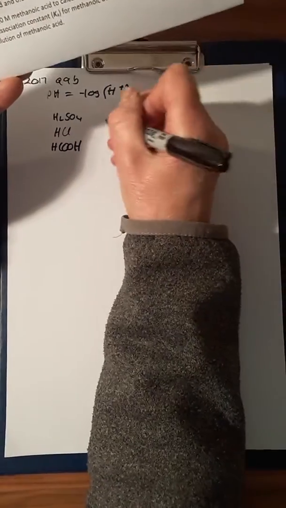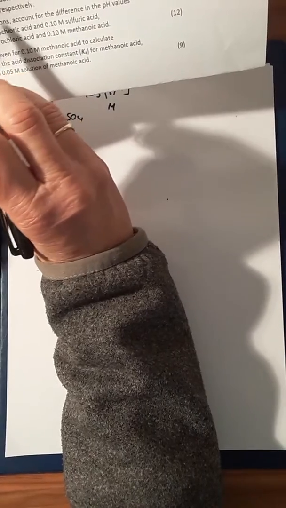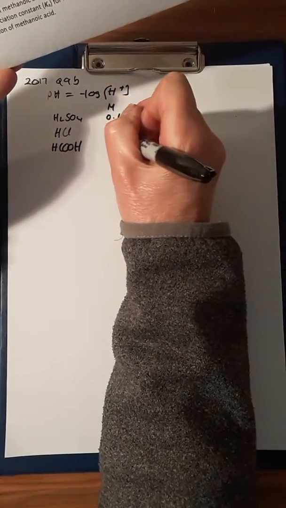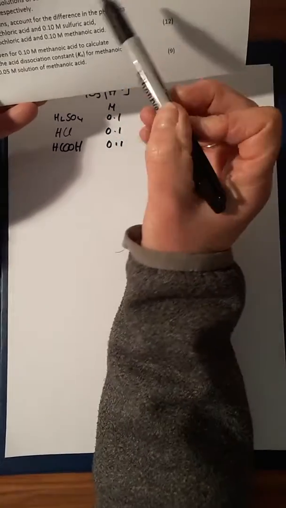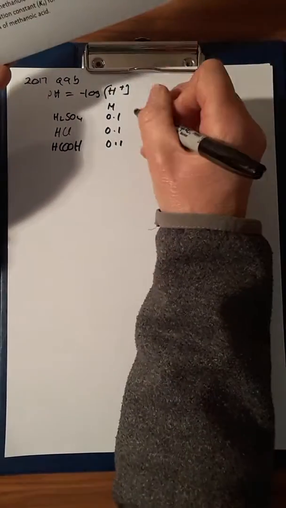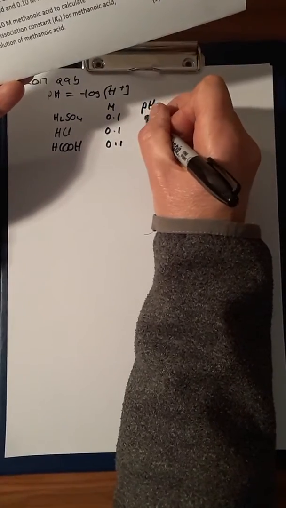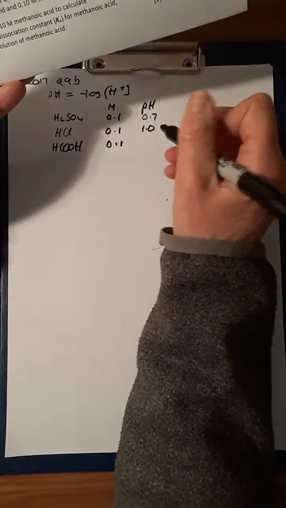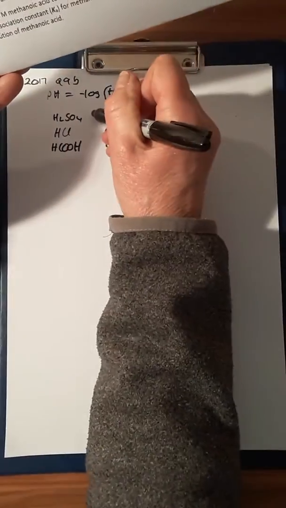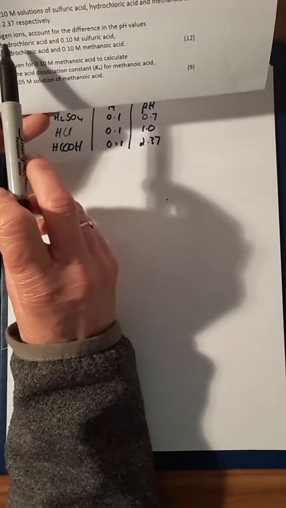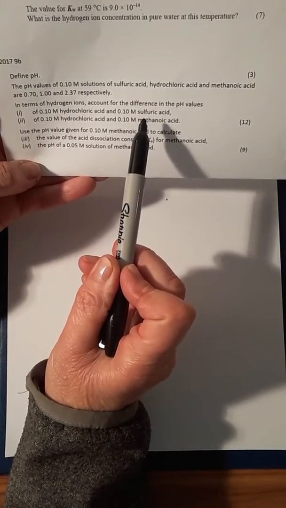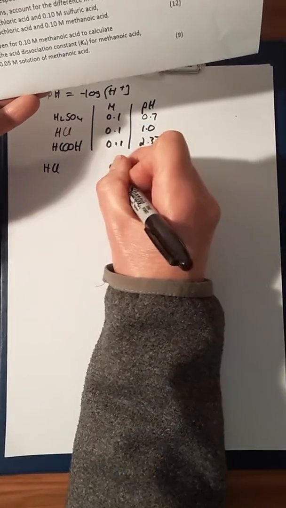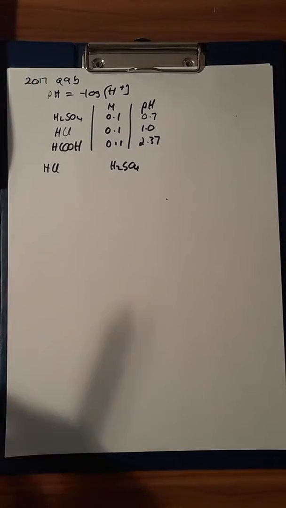Methanoic acid is HCOOH. Now, you're given the molarities of them. It says the pH values of 0.1 molar, so they're 0.1 for each of them. And we're told the pH values are 0.7 for the sulfuric acid, 1 for the HCl, and 2.37 for the methanoic acid. Okay, so this is information given. And then it says, in terms of hydrogen ions, account for the difference in the pH values between HCl and sulfuric acid. So account for the hydrogen ion differences.